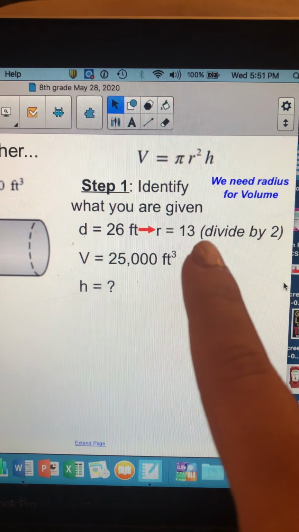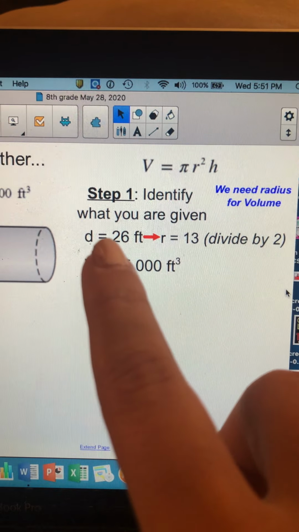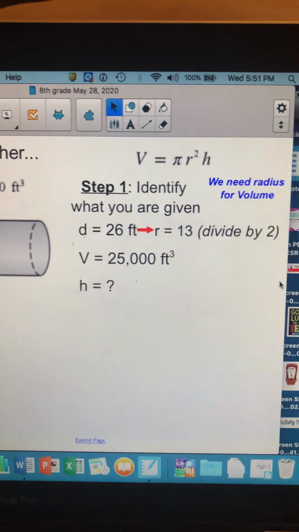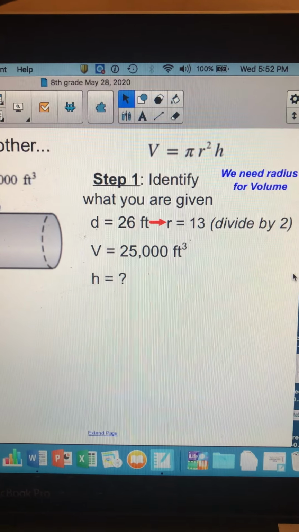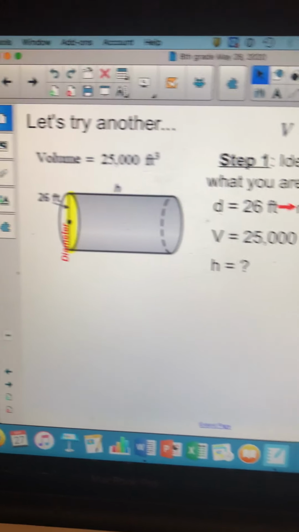Divide it by 2 to get your radius, because in the formula, we use a radius. We don't use a diameter. But if we have a diameter, we can always figure out the radius by dividing by 2. I didn't really see too many of you make that mistake yesterday, only a handful, maybe even less. So just be mindful: if given a diameter, you have to split it by 2.